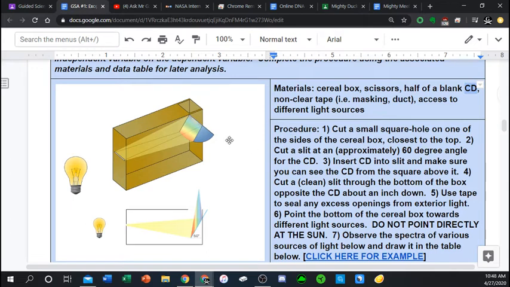All right. How would you make it? Cut a small square hole on top of one of the sides. That's your little viewing hole. The second, you're going to cut a slit into the box at about 60 degrees. So this right here. That slit allows you to insert the CD. And then you have to cut a clean horizontal hole on the opposite side of where the CD is. Okay? The cleaner the cut of that slit in step 4, which means not as rough, the better you're going to see.